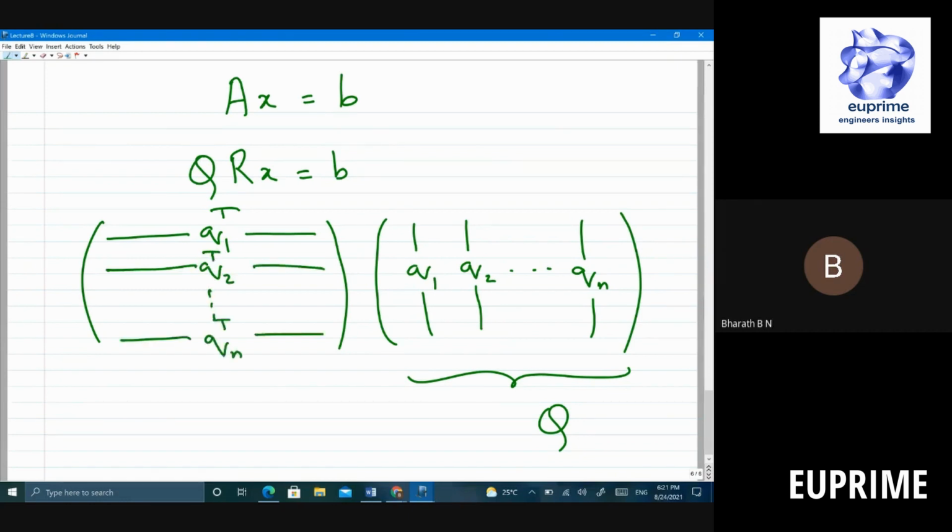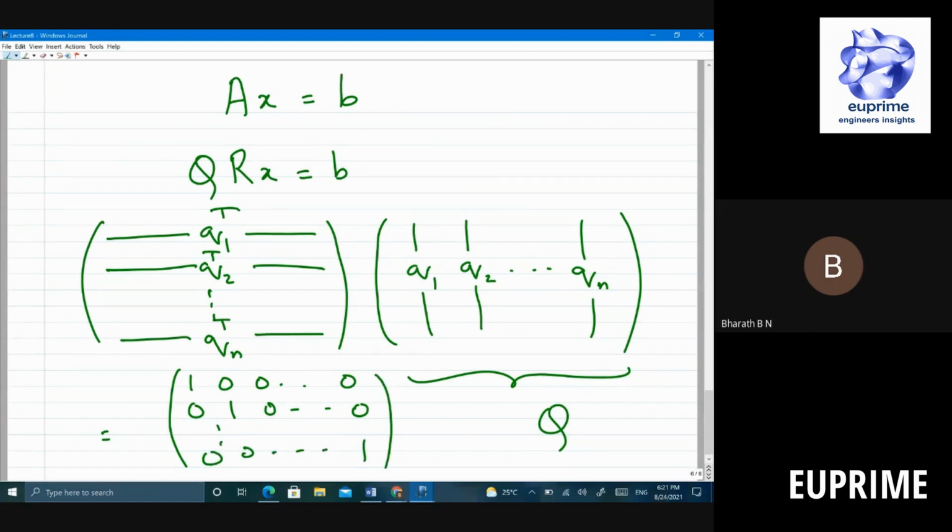What do I get? See, Q1 transpose times Q1 is 1, so I get 1 in the 1,1 position. What is Q1 transpose times Q2? 0. What is Q1 transpose times Q3? 0, and so on. What is Q2 transpose Q1? 0. What is Q2 transpose Q2? 1. So essentially what you get is an identity matrix, right?